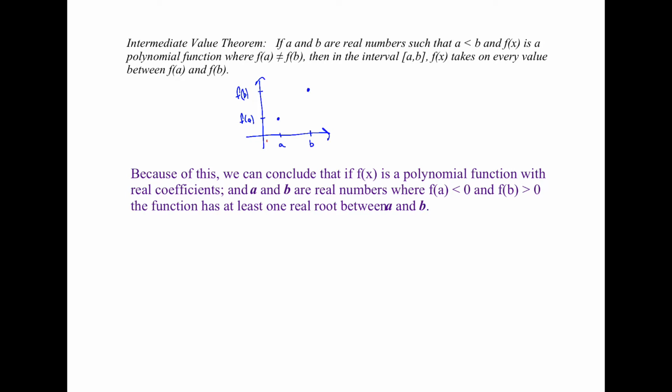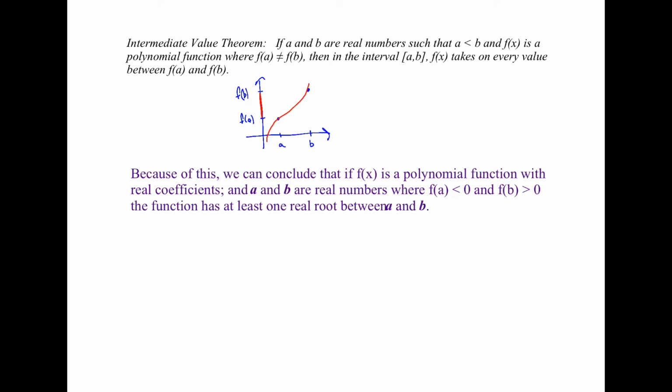And so if you think of a polynomial function, polynomial functions are nice smooth curves, there's no breaks in the graph, so therefore it makes sense that it's going to take on every value in between each of these. So every single one of these numbers is part of the polynomial function. Because of this, we can conclude that if f of x is a polynomial function with real coefficients and a and b are real numbers, which is really the only polynomial that we're going to be dealing with, where f of a is less than 0 and f of b is greater than 0, the function has at least one real root between a and b.